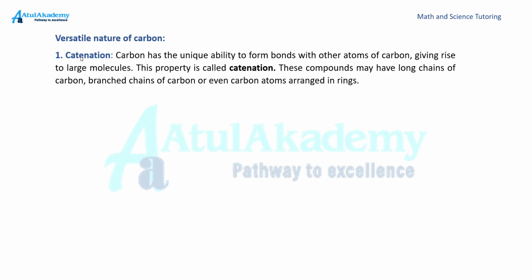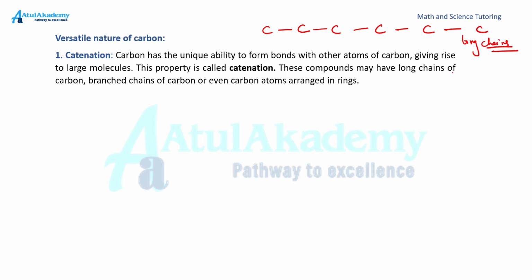So the first thing is catenation. What is catenation? Carbon has a unique ability to form bonds with other carbon atoms. If I take one carbon, it will bond with another carbon atom. It can also make bonds like this. This is known as catenation. It is forming long chains.